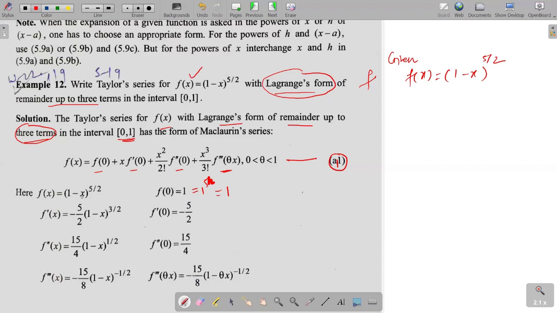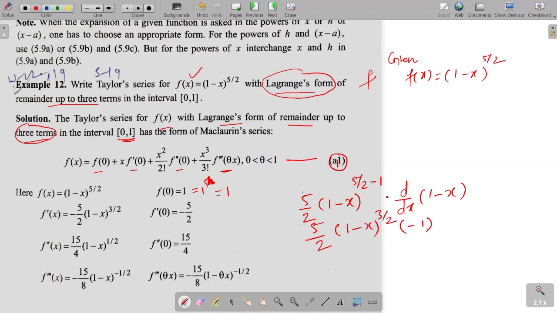डेरिव्हेटिव्ह ऑफ दिस 1 minus x to the power 5 by 2 is n x to the power n minus 1. So we get here 5 by 2. Okay. याची डेरिव्हेटिव्ह काय होणार? 5 by 2 into 1 minus x to the power 5 by 2 minus 1 into derivative of 1 minus x. काय मिळेल आपल्याला? 5 by 2 into 1 minus x to the power 5 by 2 minus 1, 3 by 2. And derivative of 1 minus x is minus 1. So in this way we get minus 5 by 2, 1 minus x to the power 3 by 2.